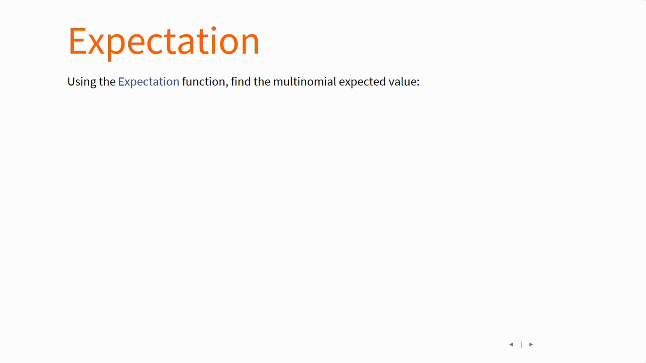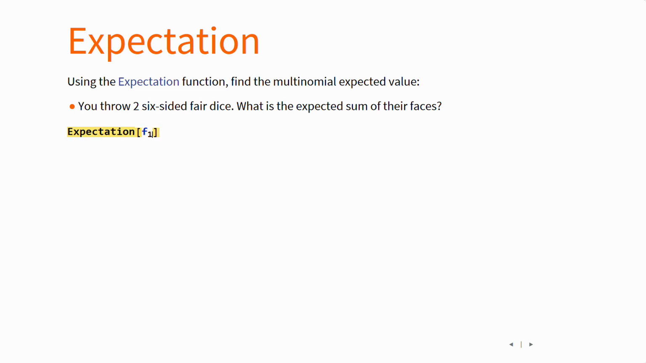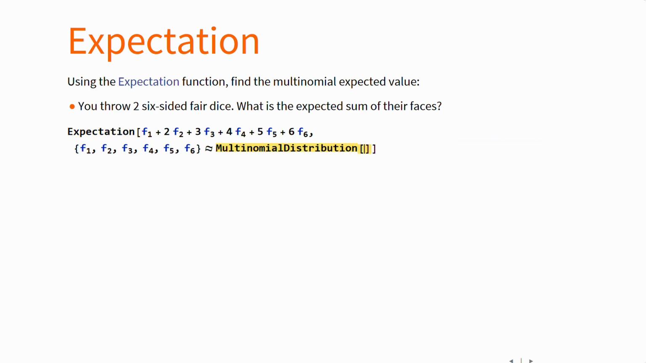For expectation, let's roll some dice. What would be the expected sum of 2 dice? Consider that each face of the die is a possible outcome with a value, and the values go from 1 to 6, and each variable is a part of the multinomial distribution where all the faces have a probability of 1 over 6. And you get 7.